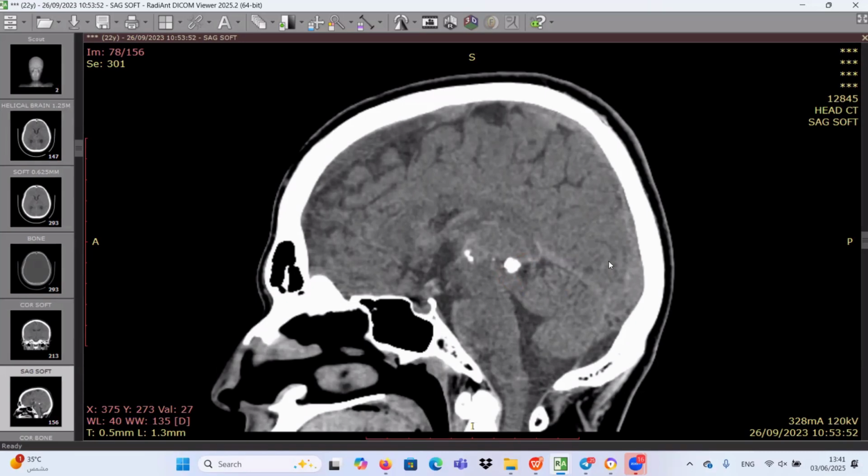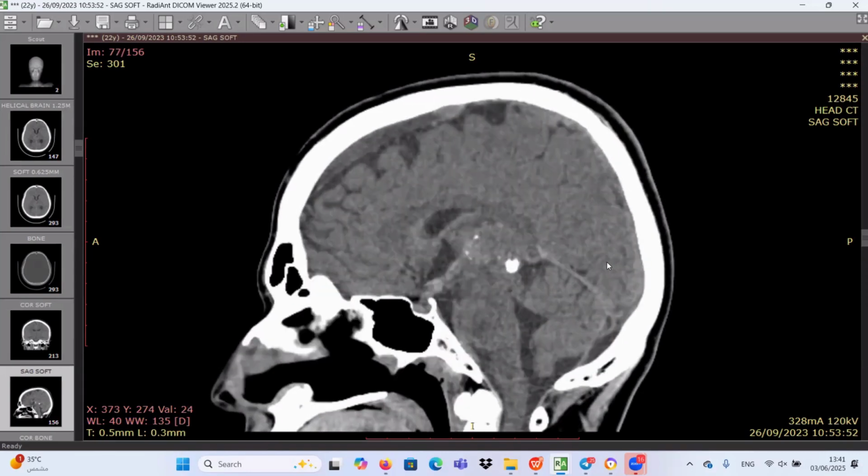As you said, the next step we should search for CSF seeding or leptomeningeal metastasis. Do we have any leptomeningeal metastasis? I cannot judge on a native scan, so I have to check the post-contrast scan to see for any abnormal leptomeningeal enhancement.